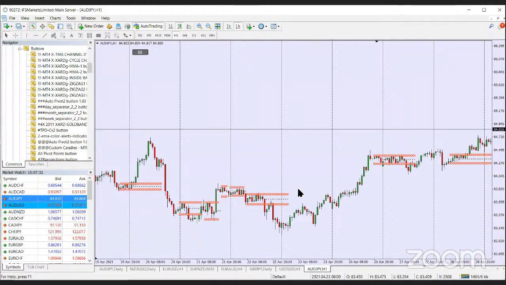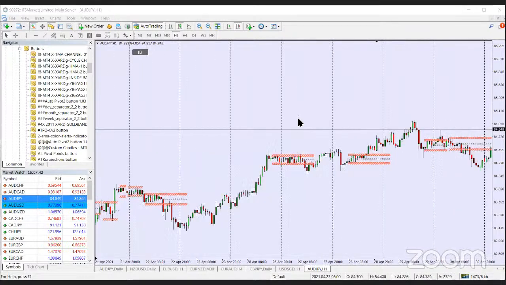Now, personally, I just trade the H4 breakout itself. In the past, when I had more time, I did go to H1 and take it. I'll share with you how you take it.